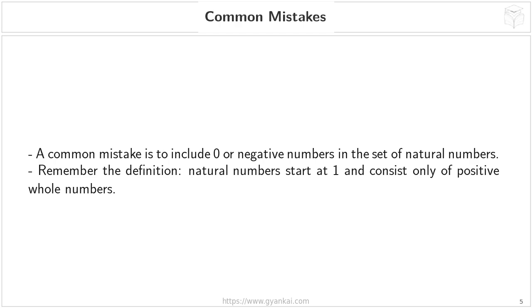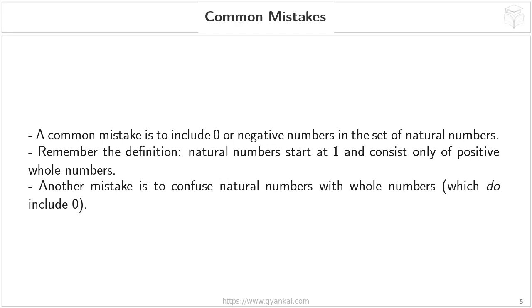Next, it says, remember the definition. Natural numbers start at 1 and consist only of positive whole numbers. This is your key takeaway. If you ever get stuck, always go back to this definition. Natural numbers are simply the positive integers we use for counting, 1, 2, 3, and so on.